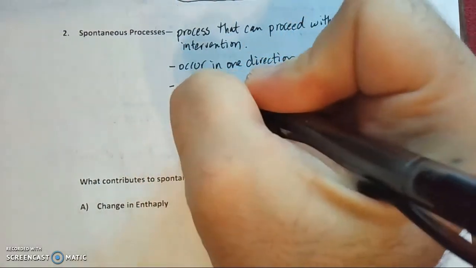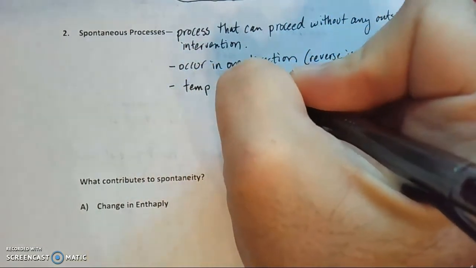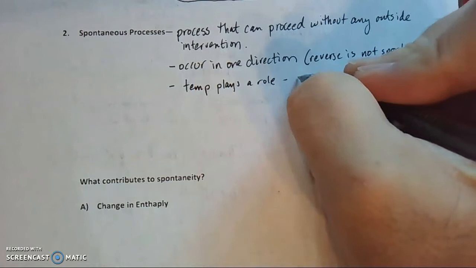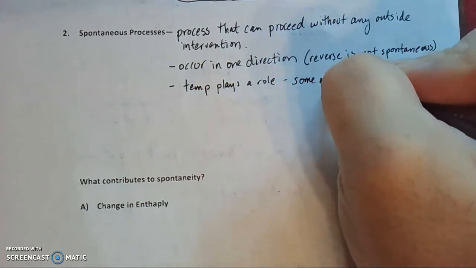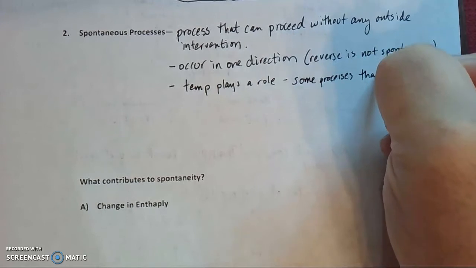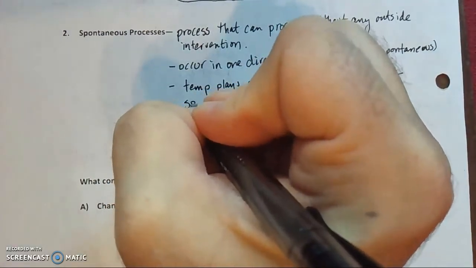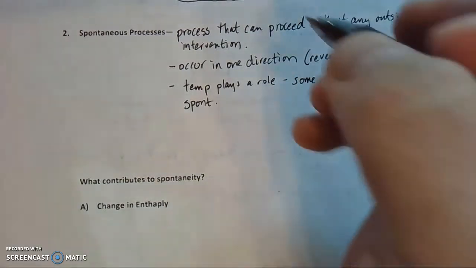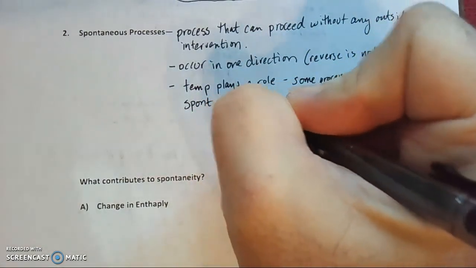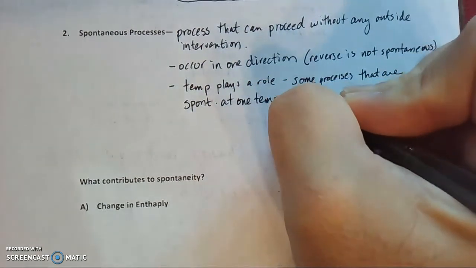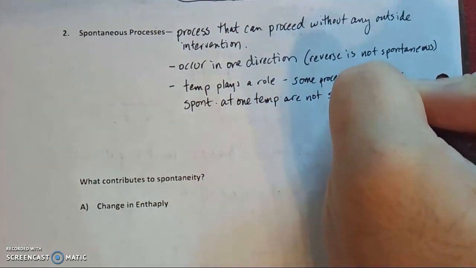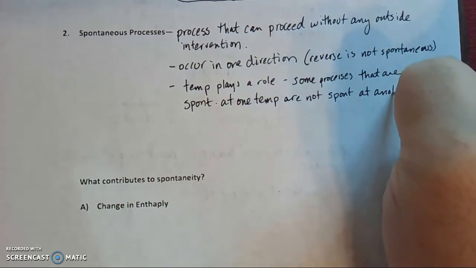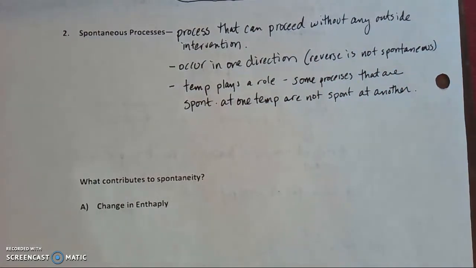Temperature plays a role. So some processes that are spontaneous, and I'm going to start abbreviating spontaneous as spont, so I don't have to write out the whole thing. Some processes that are spontaneous at one temperature are not spontaneous at another. And we're going to see the different scenarios in which that is the case.